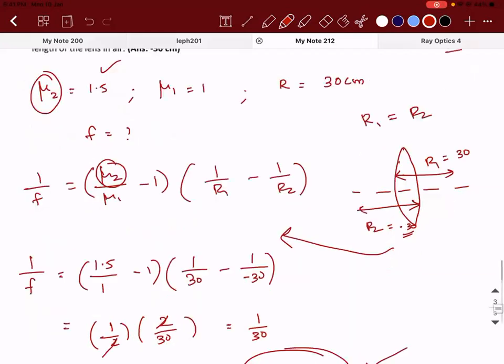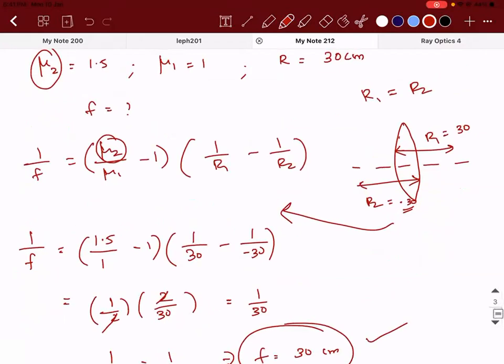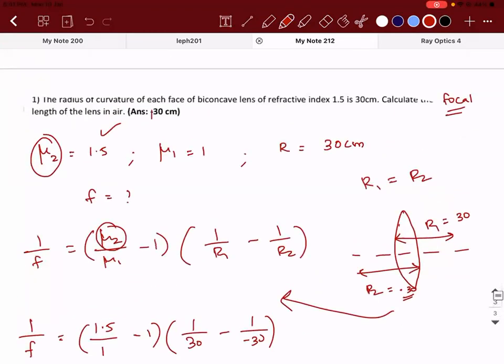Minus 30, yeah. So it should be plus 30. Oh, sorry. There's a biconcave. Okay, I'll do one thing. I'll make it plus 30. I'll change the question. It is biconvex. Had it been biconcave, I hope you guys can solve it now, right? R1 would have been negative, R2 would have been positive.